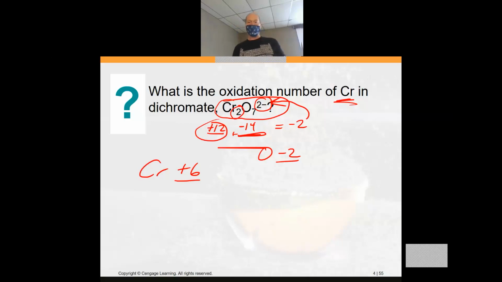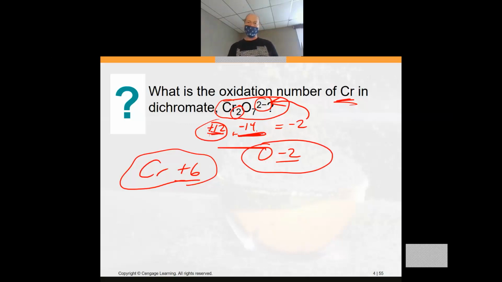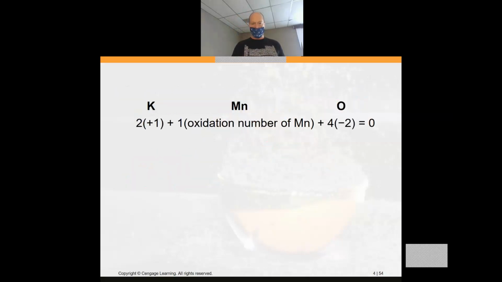All right, so if you want the oxidation numbers, they are chromiums +6, oxygens -2. But since we have 2 chromiums, that's +12. Since we have 7 oxygens, that's -14. And it adds up to -2 because that is the charge given in the question.